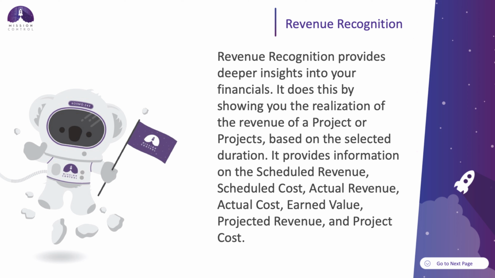The Revenue Recognition tab provides deeper insights into your financials. It does this by showing you the realization of revenue of a project based on a certain duration. It provides information on scheduled revenue, scheduled cost, actual revenue, actual cost, earned value, and projected revenue, as well as your project costs. The aim of this tool is to allow you to have a better understanding of how your scheduled and actual financials are spread across your project so that you can make informed decisions around when revenue generated from the project can be recognized.